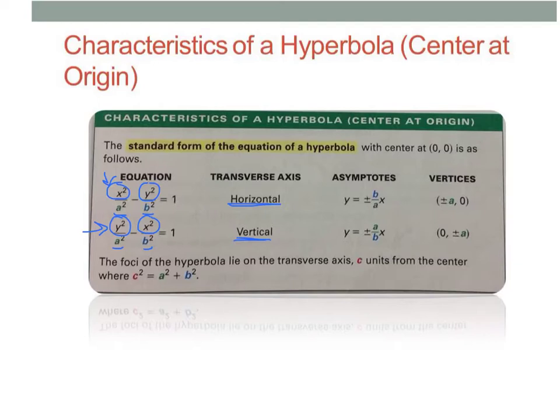Asymptotes, because we want to go both ways for those lines, plus or minus. And notice the slope is b over a or a over b. We get that from our a and our b. And our vertices, plus or minus a. And again, we have a relationship between c and a and b, c being the distance to those foci. This time, though, it's c squared equals a squared plus b squared.